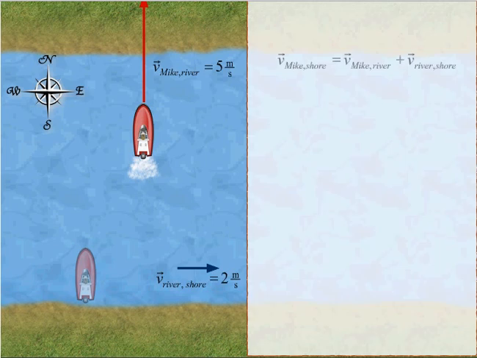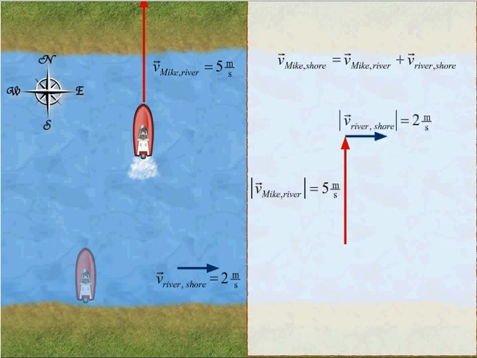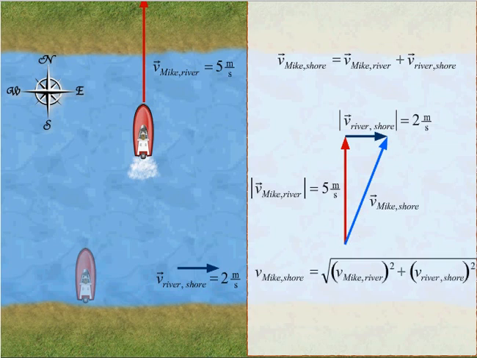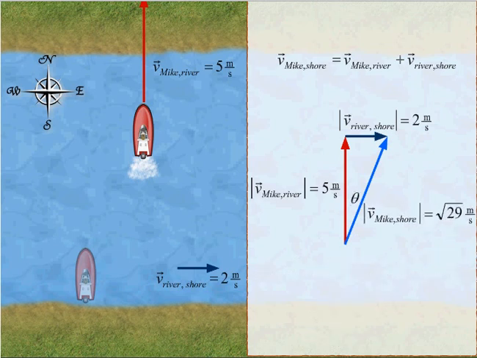To answer this question, we just apply our equation that relates velocity vectors, namely, Mike's velocity with respect to the shore is just the vector sum of his velocity with respect to the water, that's 5 meters per second due north, plus the velocity of the river with respect to the shore, that's 2 meters per second due east. Since these velocities are orthogonal, we can evaluate the vector sum using the Pythagorean theorem. Namely, the magnitude of Mike's velocity with respect to the shore is just the length of the hypotenuse of the triangle, which is the square root of 29 meters per second. We can also obtain his direction from this right triangle by noting that tangent of theta is equal to 2/5, where theta is the angle, east of north, that Mike moves as seen by an observer on the shore.